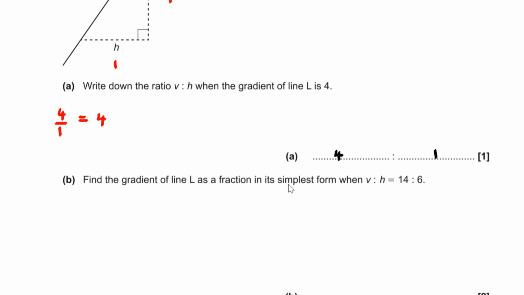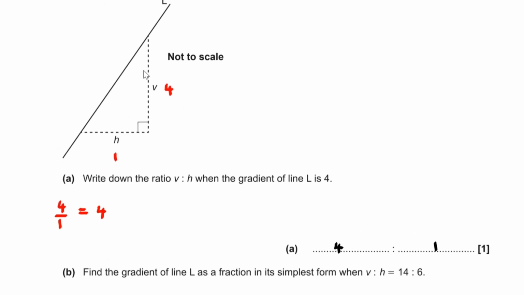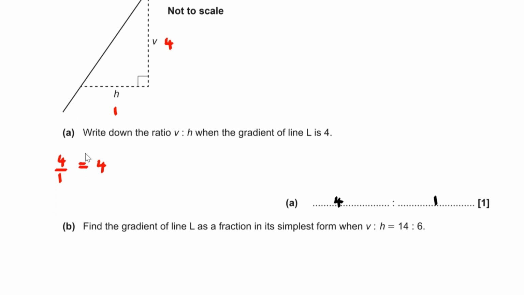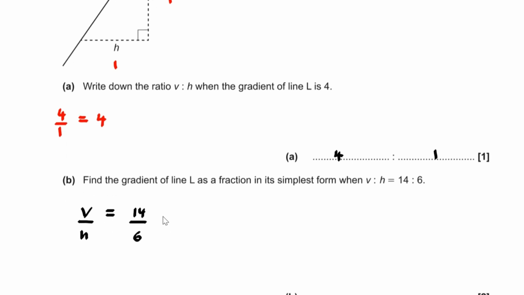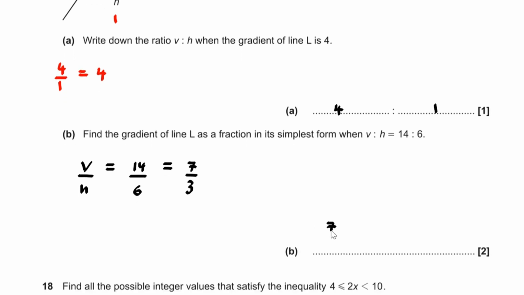Part B, we have to find the gradient of the line L as a fraction in its simplest form when V to H is 14 to 6. Again, change in y over change in x. We have the gradient being V over H, and we know what V and H are. So we have 14 over 6, and in its simplest form, this is equal to 7 over 3. So we have 7 over 3.